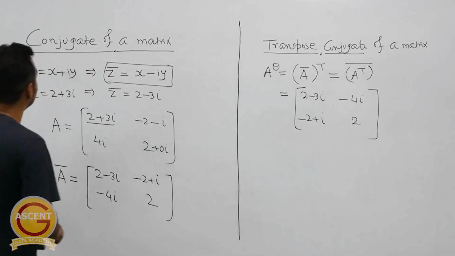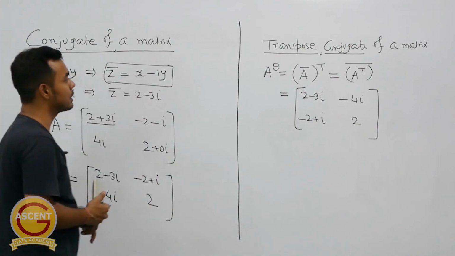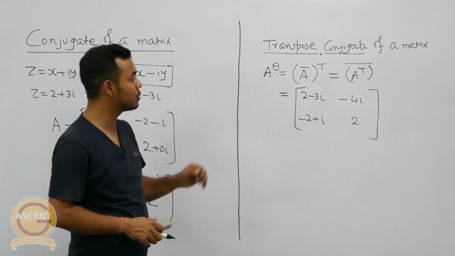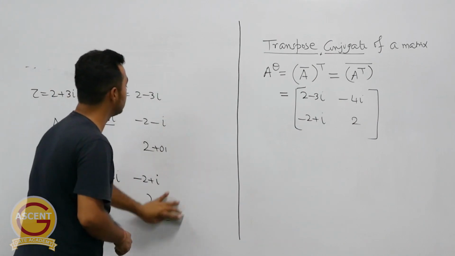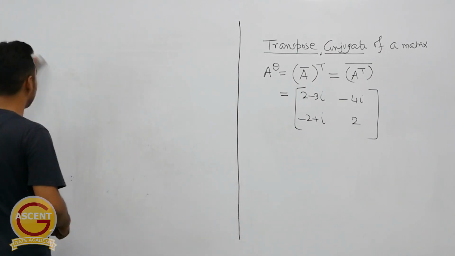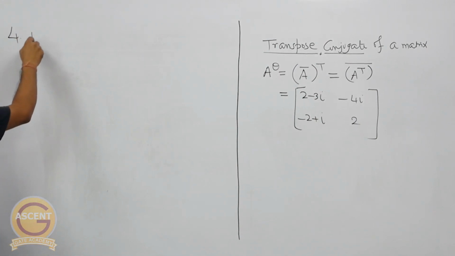Now the next two types of matrices, Hermitian and Skew-Hermitian matrices, are based on the concept of the transpose conjugate of a matrix. So next we are going to talk about Hermitian and Skew-Hermitian matrices. Our fourth type is the Hermitian matrix.